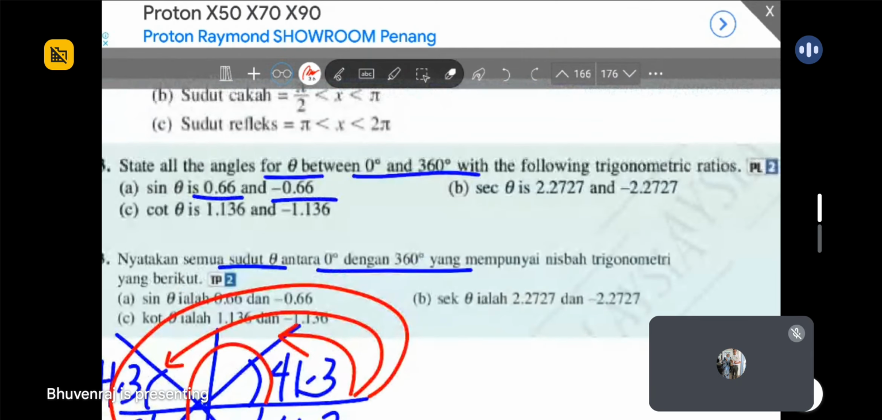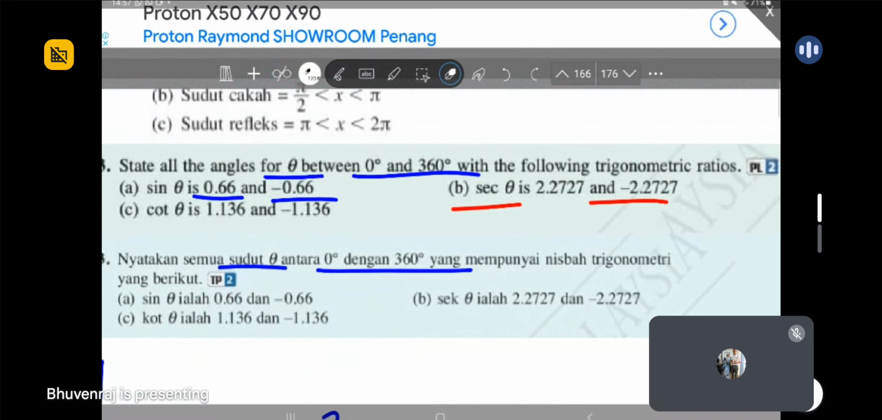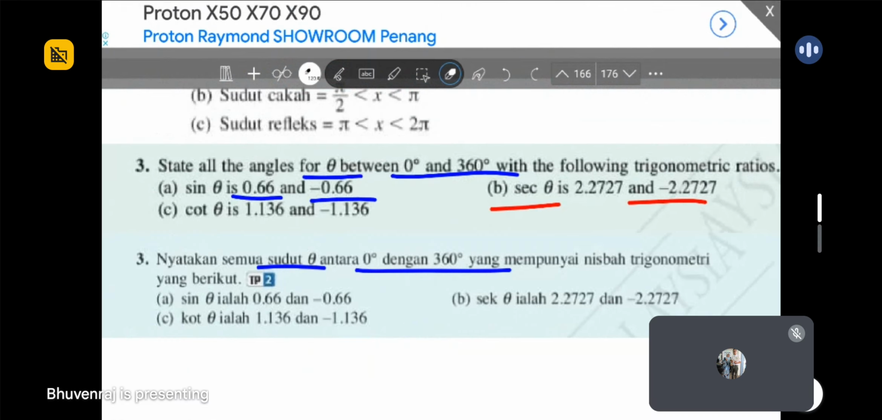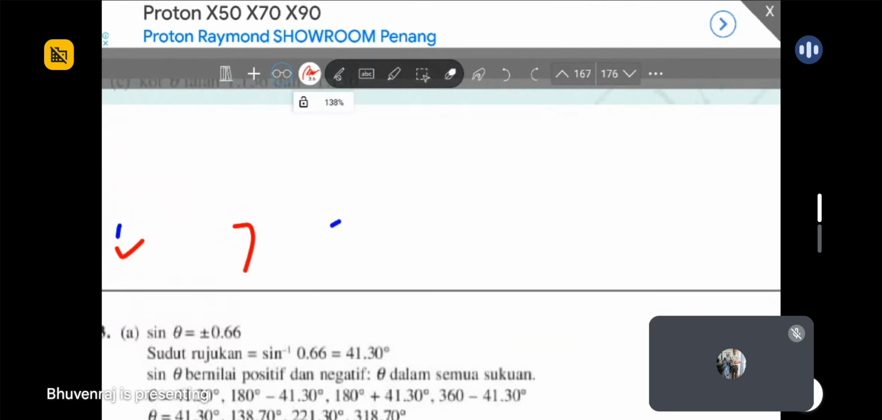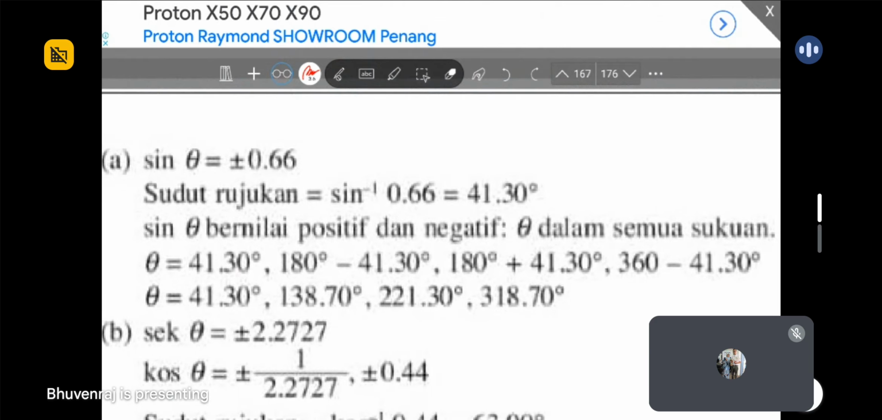All right, so next one is secant theta. Remember for secant, cotangent, cosecant, you must always change back to the basic trigo functions. Kena guna fungsi trigo asas, which is sine, cos, and tangent. So secant theta you can relate with 1 over cos theta. So 1 over dua-dua jawapan ni, 1 over answer. So you will actually get 0.44, positive, negative 0.44.